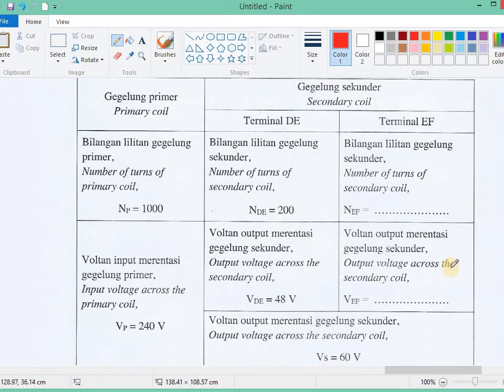So here we have a table, for the primary coil and secondary coil. Primary coil number of turns 1000, input voltage is 240 volt. Secondary coil, DE terminal and EF terminal. DE terminal number of turns 200, terminal EF we don't know. For DE the output voltage is 48, for EF we don't know. And the output voltage across the secondary coil, that means the total, is 60 volt.